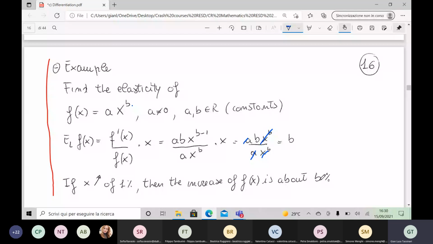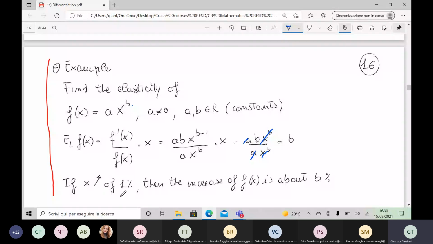B% does not mean that you have to multiply b by 100. It means that you have to divide b by 100. I repeat, because I saw this mistake so many times: B% doesn't mean that you multiply b times 100, but that you divide b by 100.